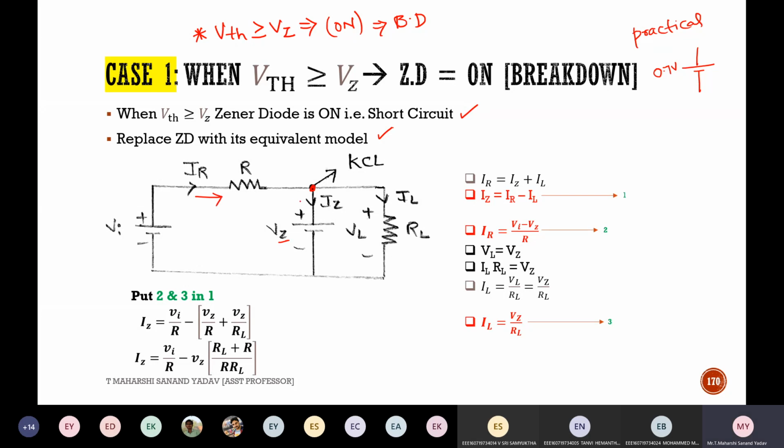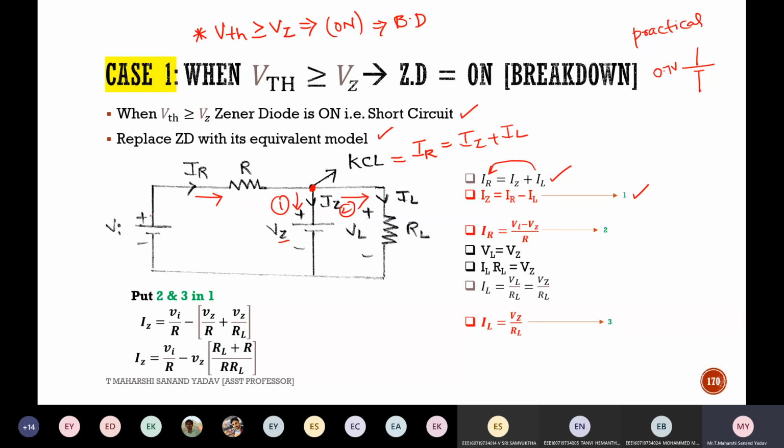IR is entering into the diode, and the current through the Zener diode is IZ, and IL is leaving. So which rule should I apply, KVL or KCL? KCL. So sum of currents entering. Which one is entering? IR is entering. Leaving currents are IZ plus IL. So I got this. Now I can write it like this. IZ is nothing but IR minus IL. Mark this as equation number 1.